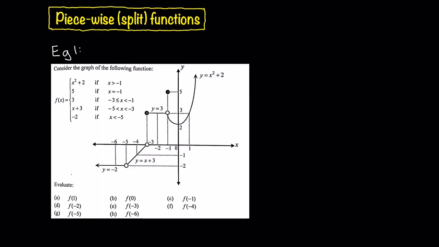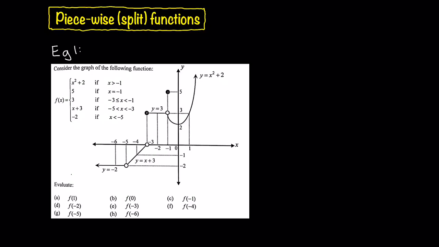Okay, so looking at example 1, in the top left-hand corner, we have f of x equals, and then there are 5 different functions. x squared plus 2 for when x is greater than negative 1. f of x is equal to 5 when x equals negative 1, f of x equals 3 when x is between negative 3 and negative 1, and f of x equals x plus 3 if x is between negative 5 and negative 3. Note where the domain values are included and excluded. And f of x equals negative 2 if x is less than negative 5. So to start with, it might be useful to color code it.